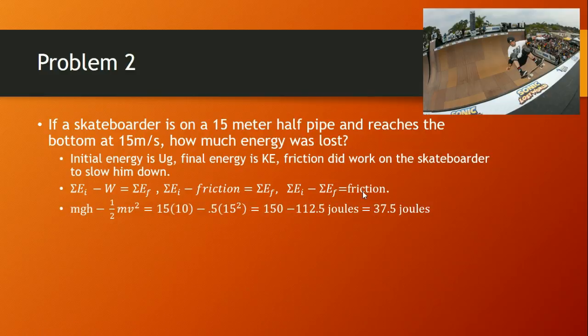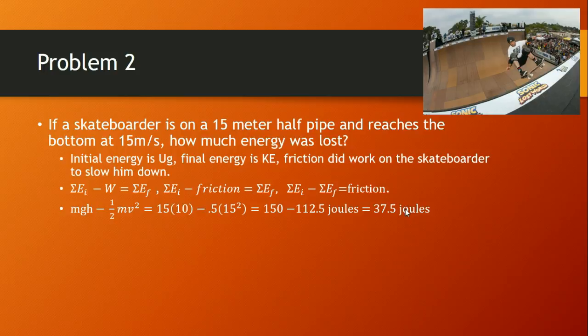So initial energy was just gravity, and then we subtract the kinetic energy, and if we cancel out the m's here, we don't really need to know the mass. That's why the mass wasn't given. So g h is 15 times 10, minus 1/2 v squared, equals 150 minus 112.5. It gives us 37.5 joules. So that is how much energy was lost.